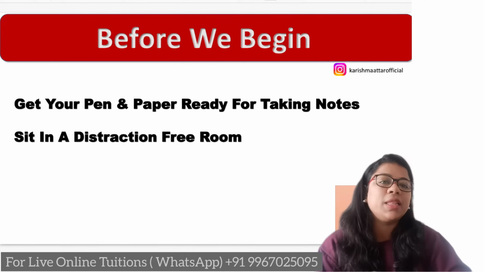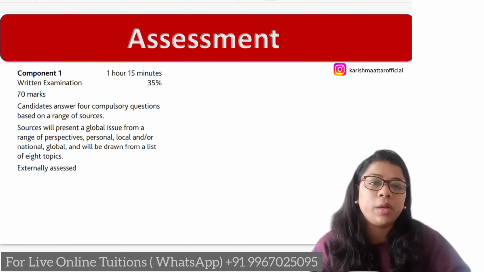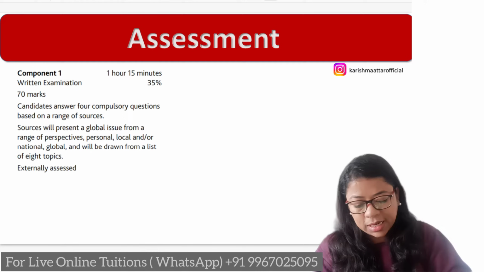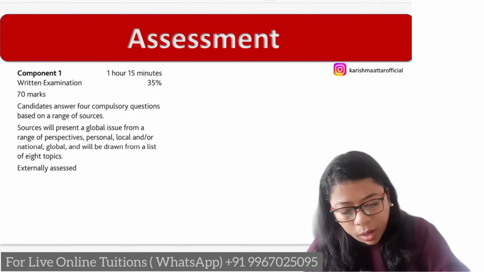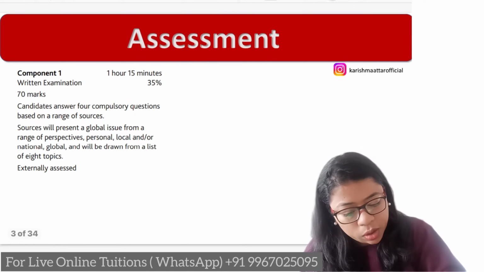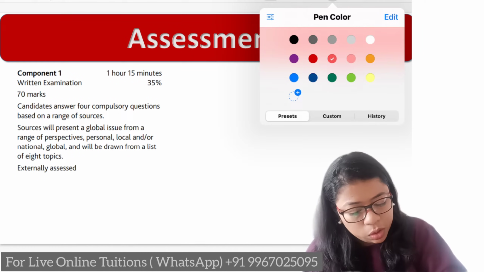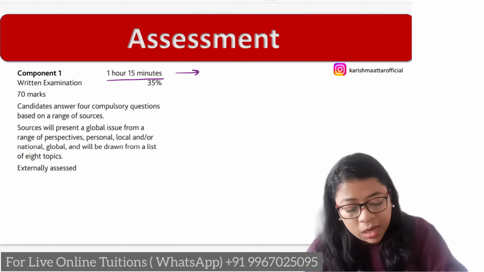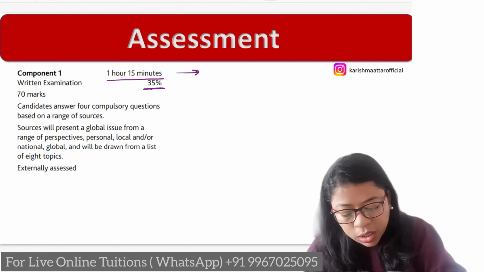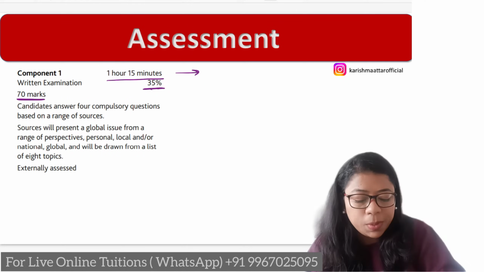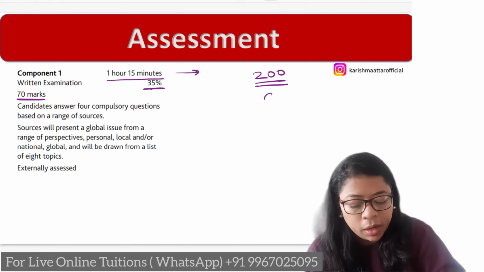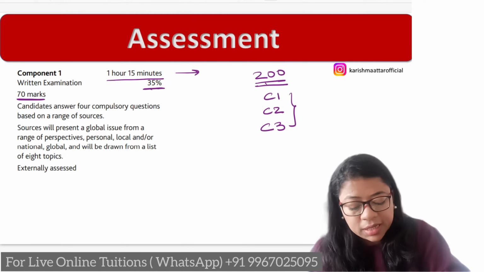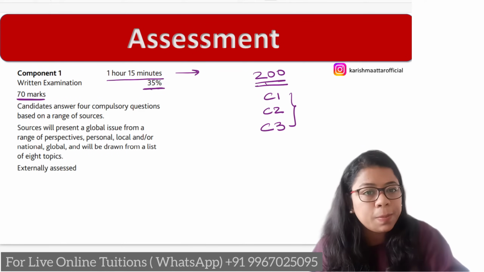Now moving on to the next part, that is your assessments. Let's understand how this particular component of global perspective is assessed. It is component 1, and this paper is 1 hour 15 minutes. You have this much time to solve the paper. It carries 35% of the weightage and 70 marks. Global perspective is for 200 marks in total. If you add component 1, component 2 and component 3, all added up becomes 200 marks. The written examination specifically is for 70 marks.